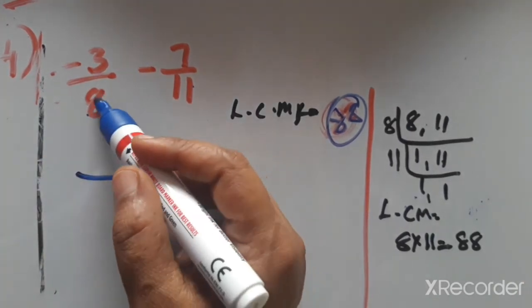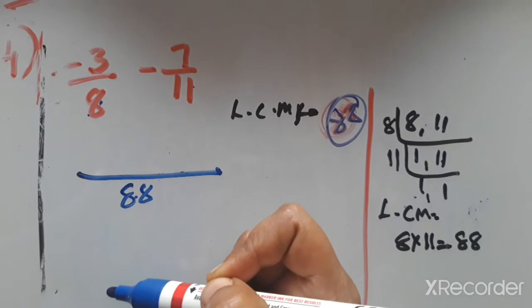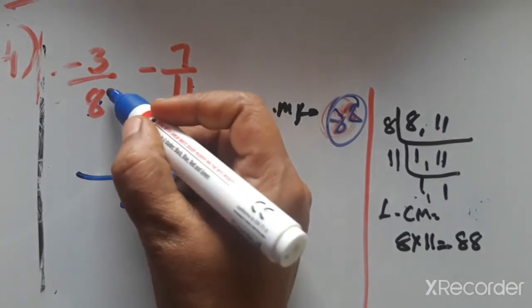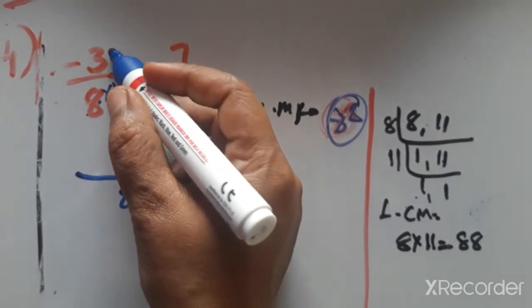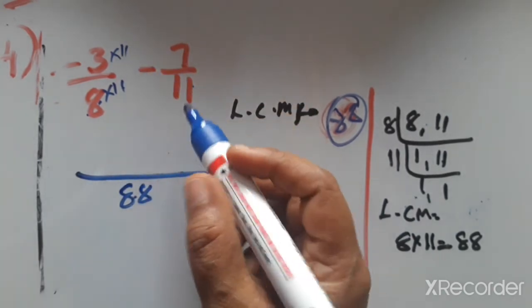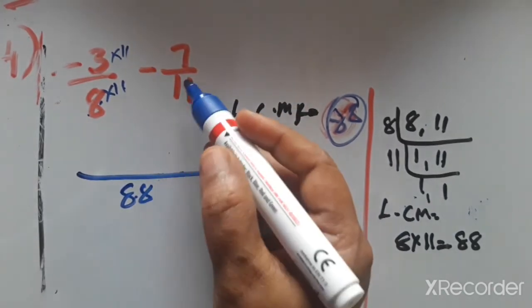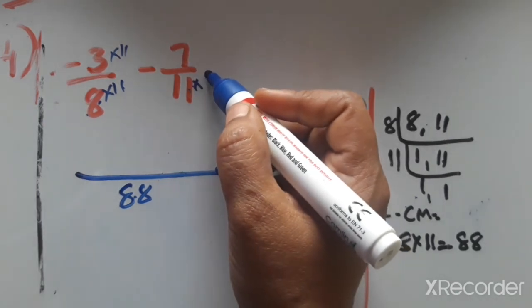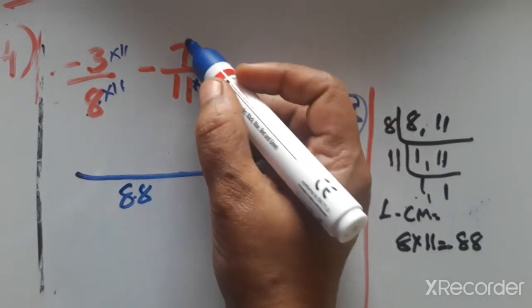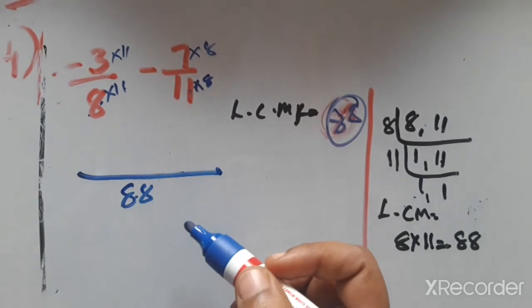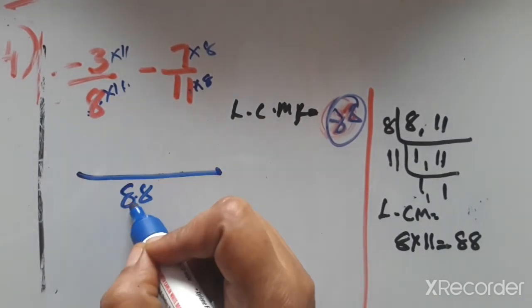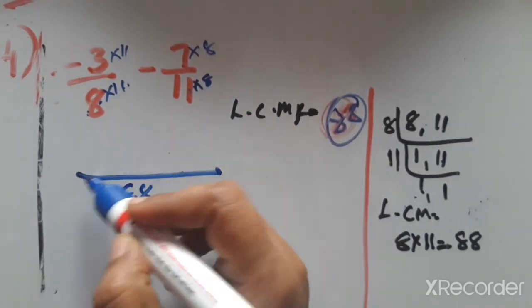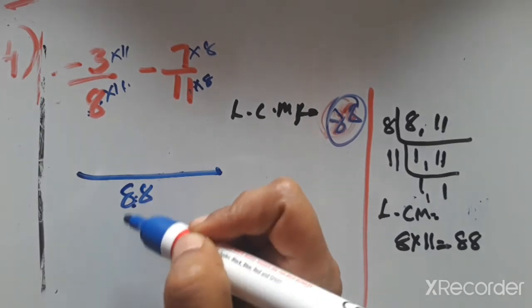Now equalize it. 8 ones are 88? 8 11s are 88, so we multiply by the same number, 11. 11 how much are 88? Give more preference to the denominator. 11 8s are 88, so we multiply by the same number 8. Already 8 11s are 88 is written, so we write the common denominator 88 on one line.